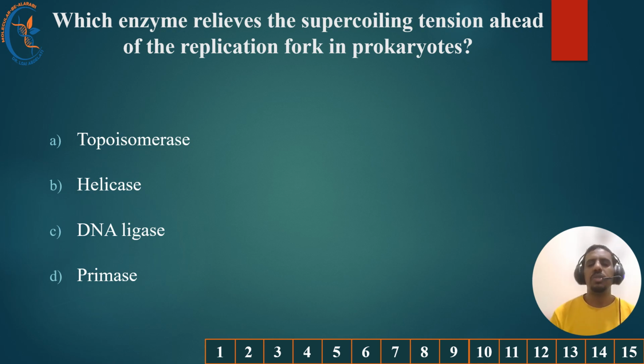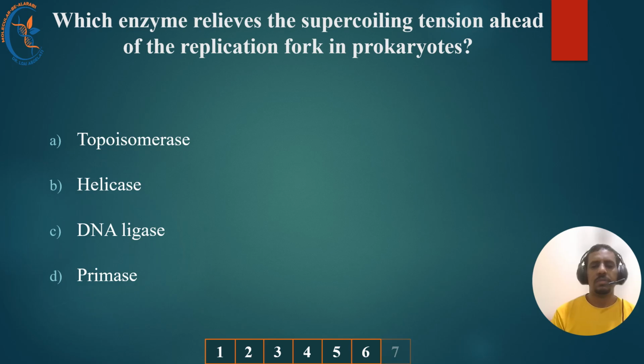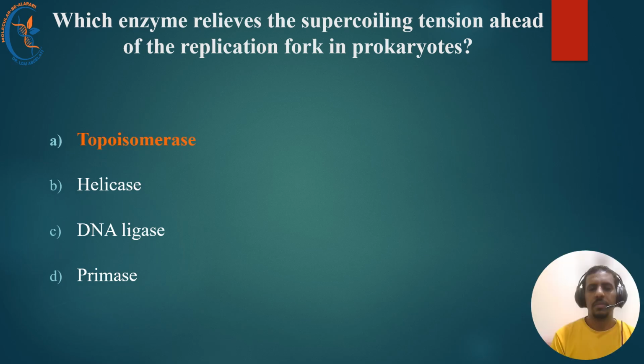Okay, the next question is which enzyme relieves the supercoiling tension ahead of the replication fork in prokaryotes? All right, the correct answer is topoisomerase. Topoisomerase relieves the supercoiling tension by making temporary cuts in the DNA and then resealing it. All right, let's move on and see the next question.